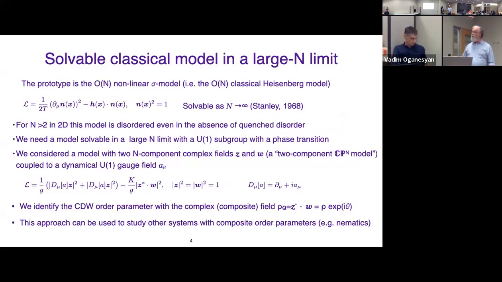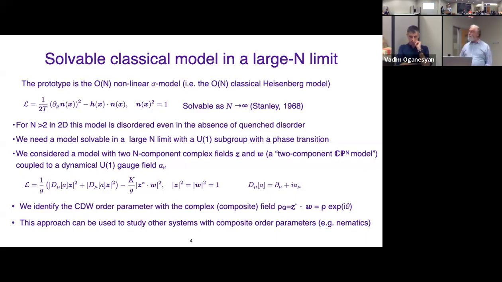The simple thing to do is to take, say, a sigma model, in other words, the field theory of the classical Heisenberg theory. You can couple that, so it's a unit field with n components, and this problem is solved in the large n limit. And here h of x is the random field. It is quenched. Without the random field, this was shown by Stanley a long time ago in 1968.